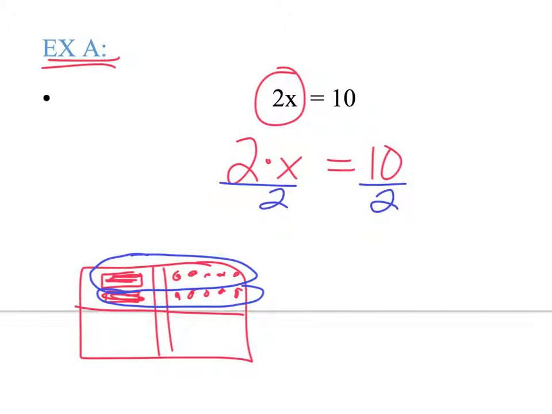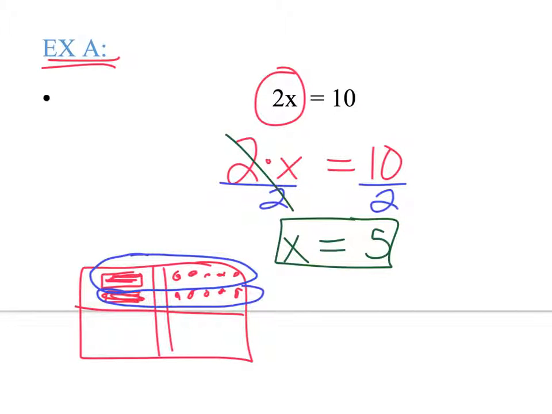Which again makes sense because think about what our mat did. We took each x and we are dividing it into its individual group. We're dividing into 2 groups. Your 2 and your 2 cancel. Well, actually they divide out and become a 1. So we're left with x equals 5.